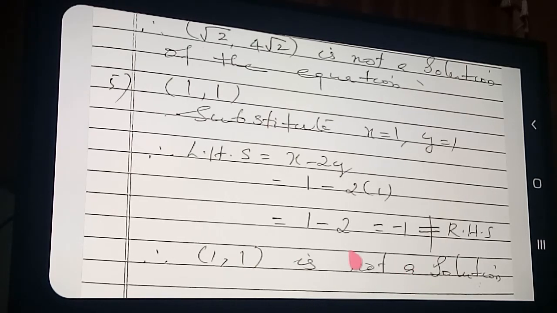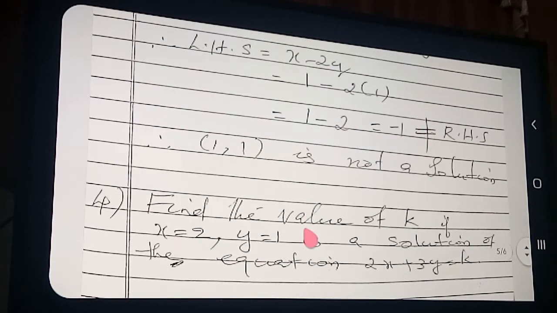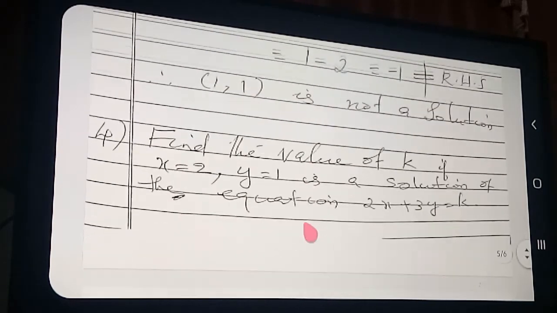Is it clear now? This is the method of finding whether it is a solution or not. Only this method: substitute the values of x and y in the equation. If the LHS answer and RHS answer come the same, then you write it is a solution. Otherwise, it is not a solution. Okay students, watch the video again, then you can clarify your doubts. If there is any doubt, you can ask also.